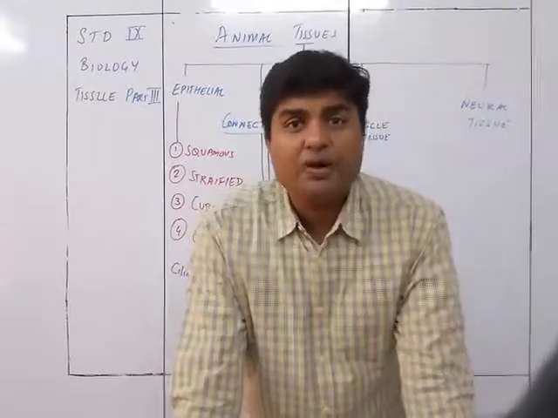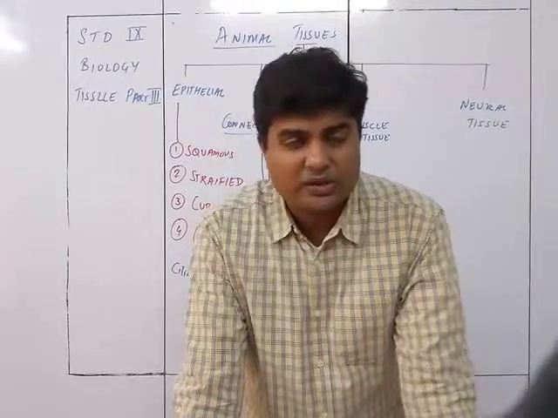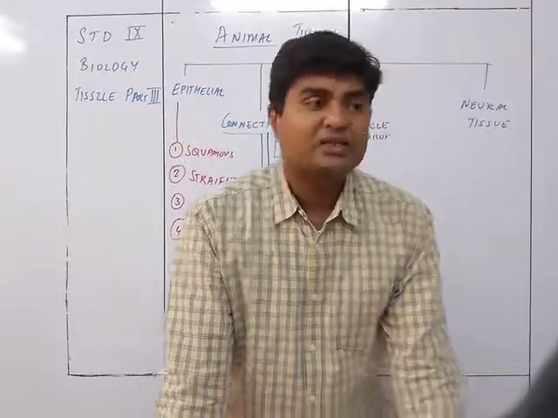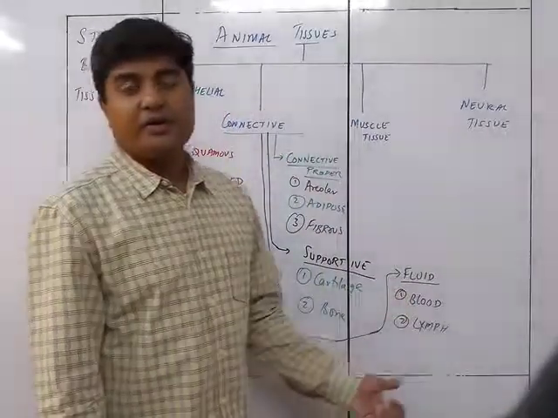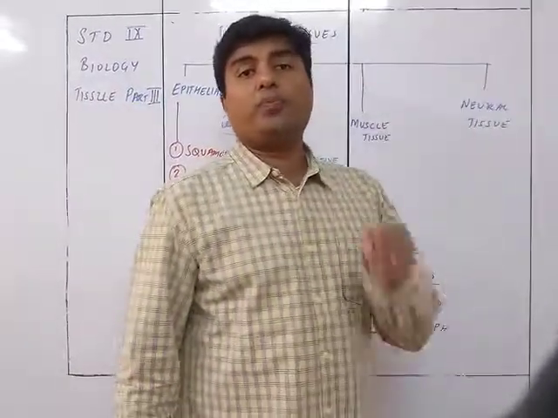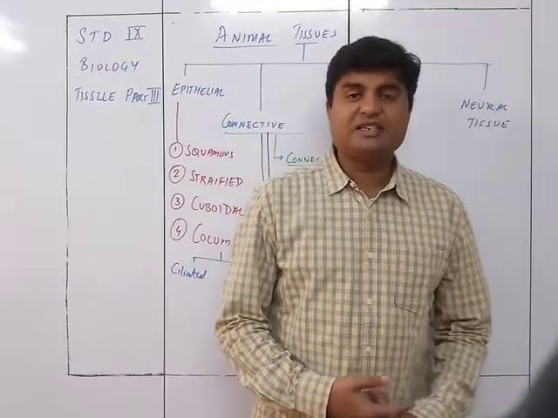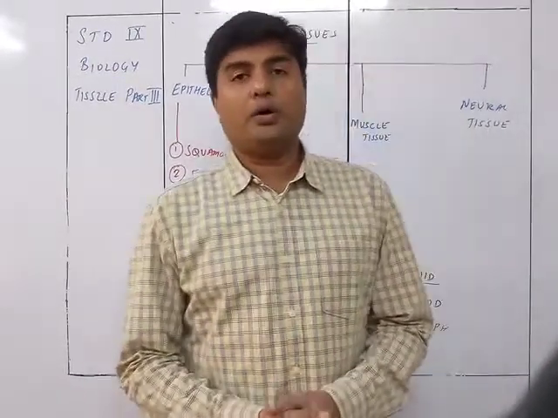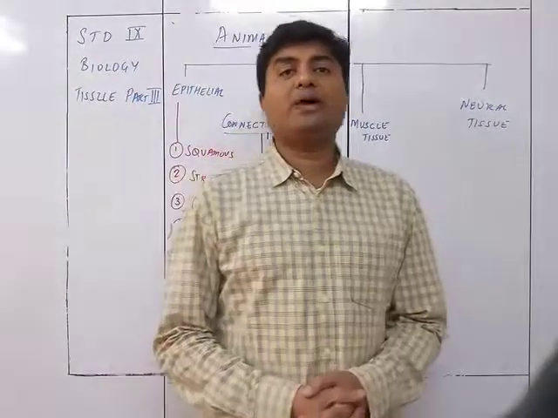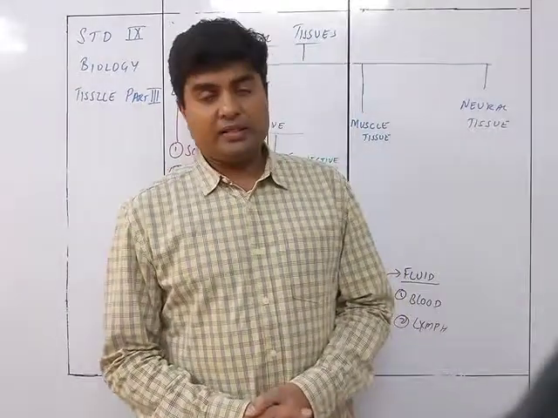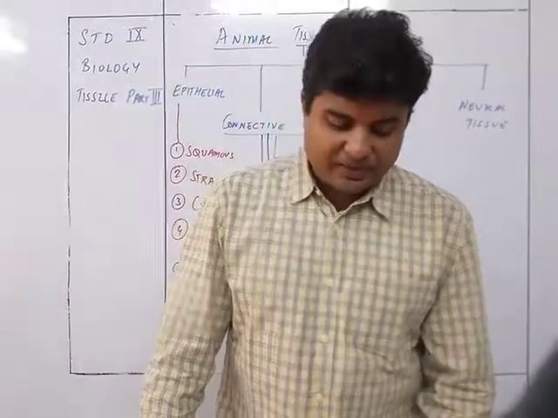And secondly, because of the presence of the white blood cells, this fluid connective tissue is also a good protective one. So it provides immunity protection against diseases, which is achieved by the body with the help of the lymph and the blood, that is, the white blood cells present in the lymph and the blood.